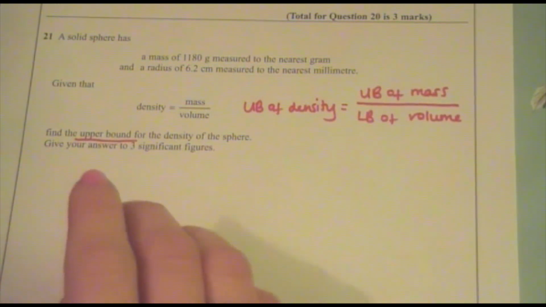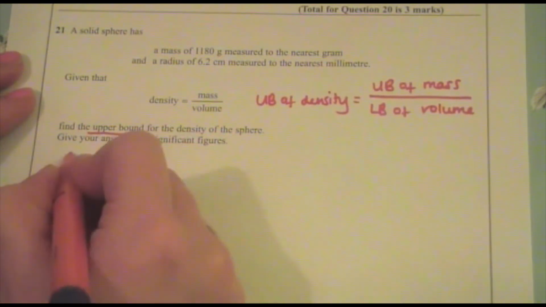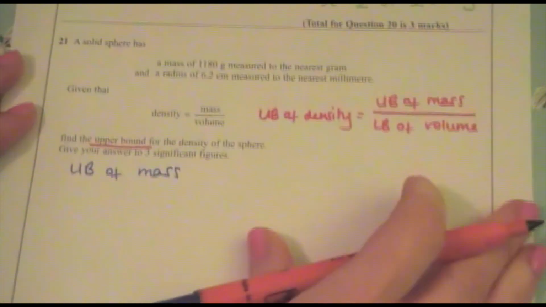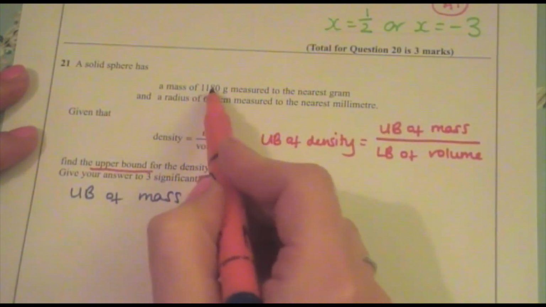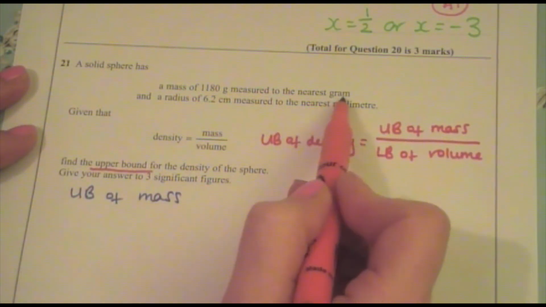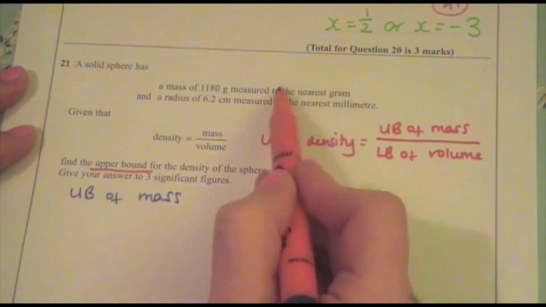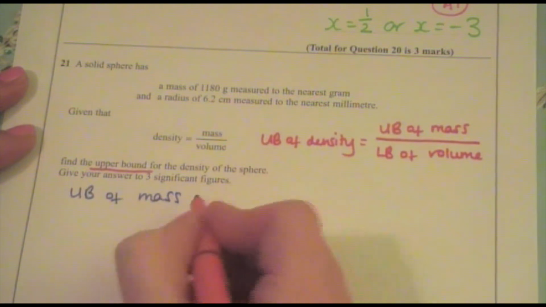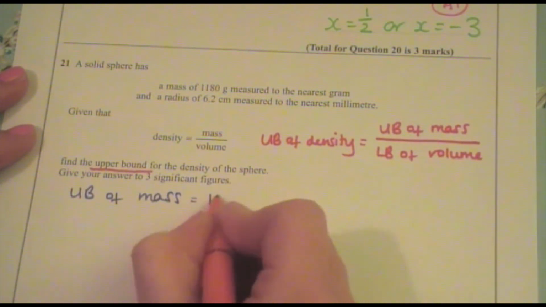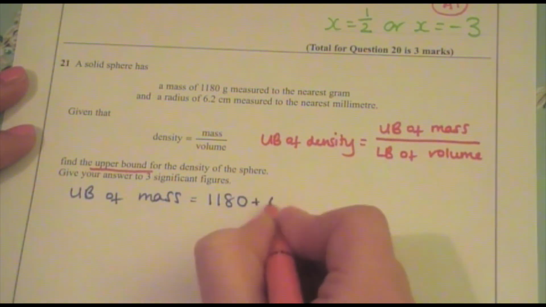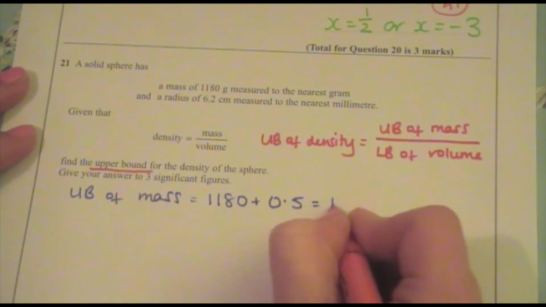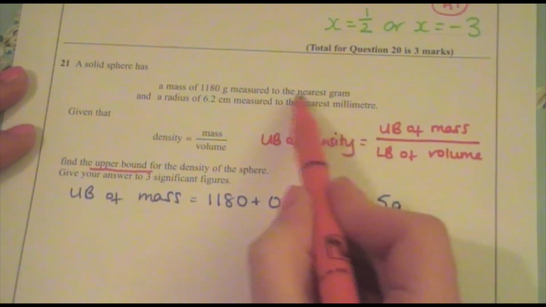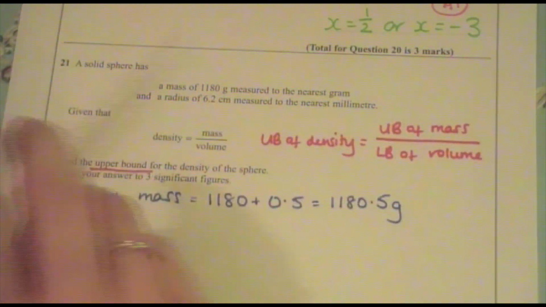Now, if I'm finding the upper bound of the mass, it's already told me that the mass is 1,180 grams measured to the nearest gram. So I need to add on half of this unit. So I'm adding half a gram onto this rounded amount. So I'm going to do 1,180 plus 0.5, which gives me 1,180.5 grams. So I've just added on half a unit that it was rounded to.